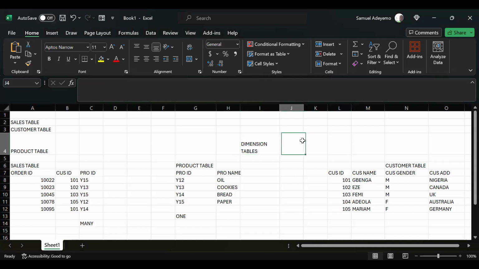Okay, so in modeling concepts, there are two approaches. Either you are doing the star schema, where all your dimension tables relate to your fact table. The other approach is the snowflake, whereby you could have dimensions relating to dimensions. And I'll give us a practical example on that.